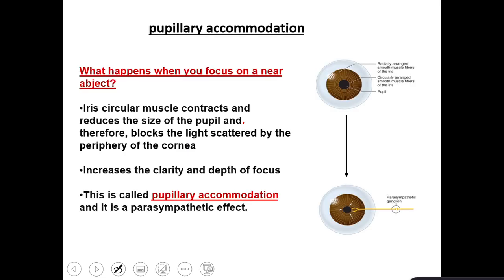So let's look at the accommodation of the eye pupil. When you focus on a near object, the pupil constricts. So the light is going to be focused and goes to the retina in a clear way. On the other hand, when you look at a faraway object, the pupil dilates so that also you will be able to see as clear as possible.